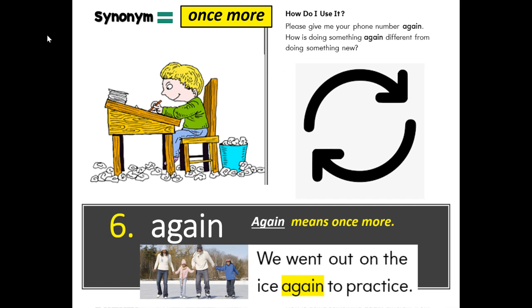How do I use it? Please give me your phone number again. How is doing something again different from doing something new? So I'm going to read the sentence with the picture. We went out on the ice once more to practice. And then please give me your phone number once more. How is doing something once more different than doing something new? So once more is the same as again.